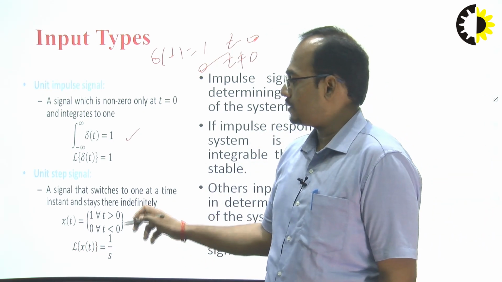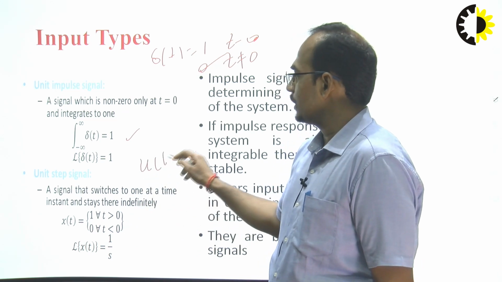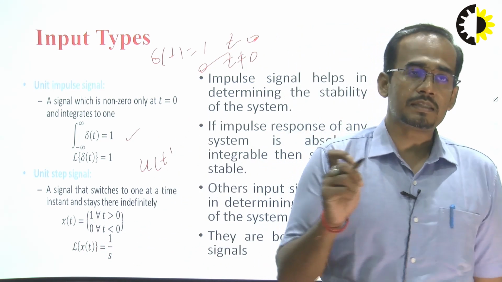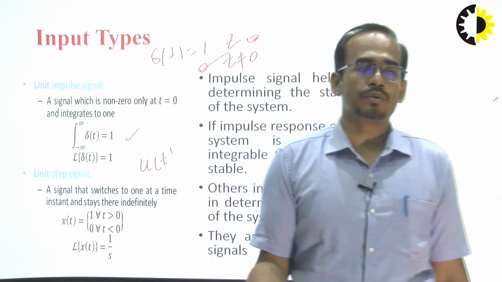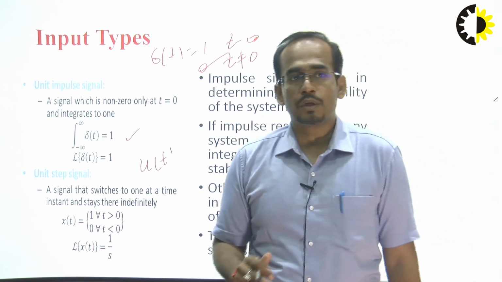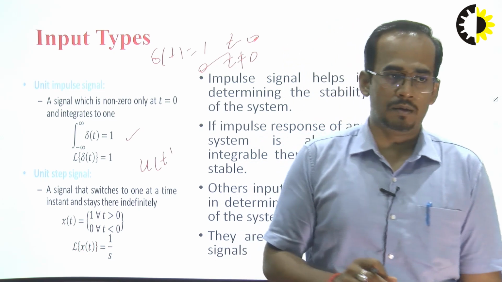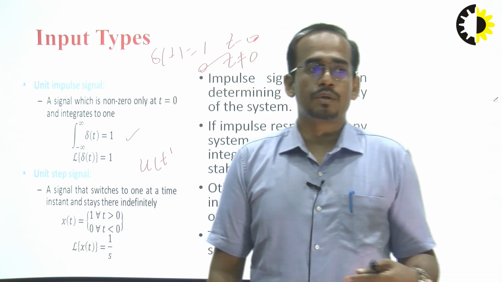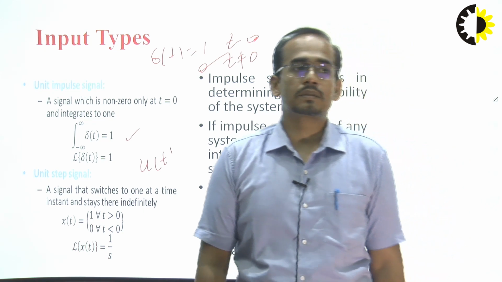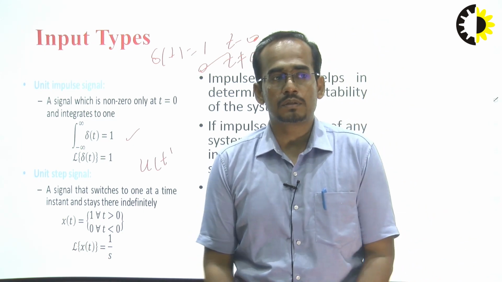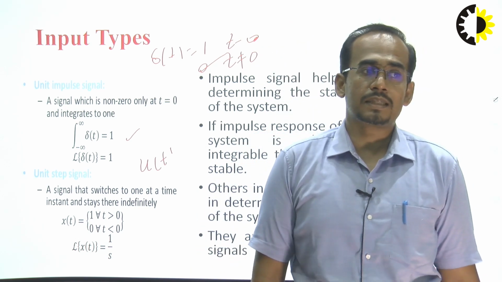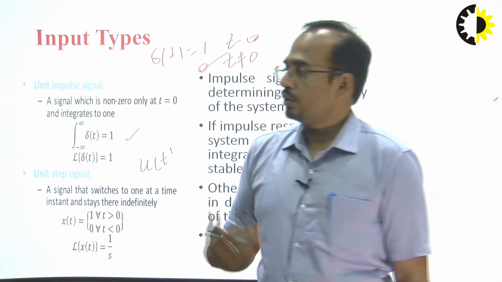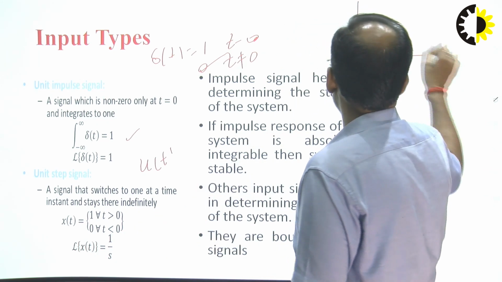Similarly, the unit step signal is mathematically defined as, you can write here unit step signal u(t), here I have written x(t) is equal to 1 for t greater than 0 and 0 for t less than 0. So, what will be the value at t equal to 0? At t equal to 0, this unit step signal shows abrupt discontinuity. So, this signal is not continuous here, or you can say the amplitude is not defined at t equal to 0.